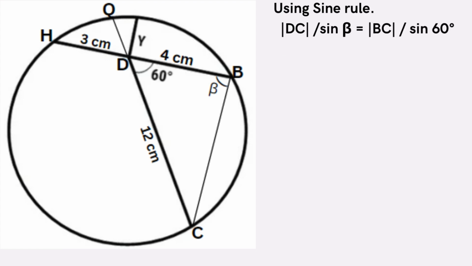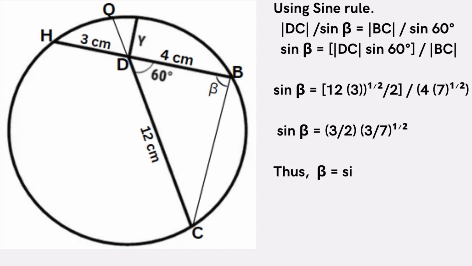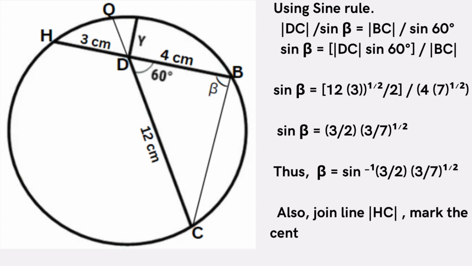Using the sine rule, substitute values and simplify, we have that angle beta equals the arcsine of the product of 3 divided by 2 and the square root of 3 divided by 7. Also, join line HC. Mark the center of the circle O and join. OC equals OH equals the radius r of the circle.